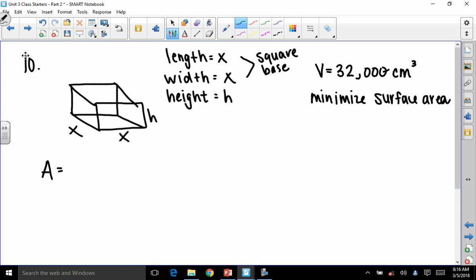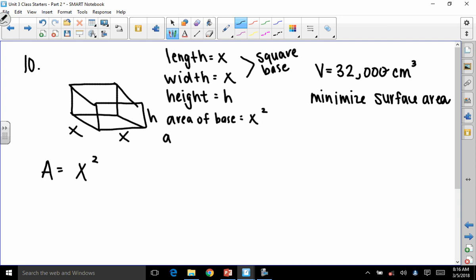Surface area is the area of all the sides of the box, right? So how many different sides and bases does our box have? 5, right? It has 4 sides and it has a bottom. So could we figure out the area of the bottom of our box? What would be the area of the bottom? Length times width, which in our problem would just be x squared, right? The area of the base is going to be x squared. So if you want to write that, area of base.